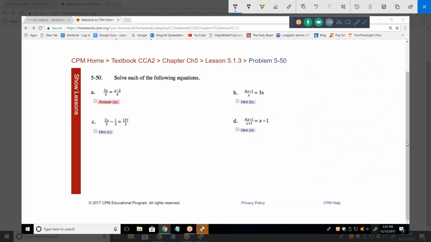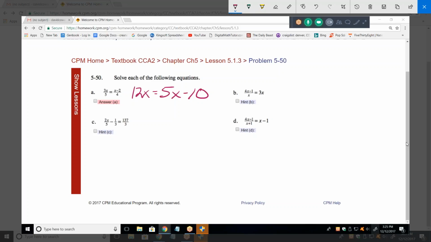But not yet. So cross multiply these. What do you get? 12x is equal to 5x minus 10. Simplify. Do you add 10? No, when you have an equation and you get to a point where you have variables on both sides and or numbers on both sides, then the next step is to get all the terms with variables on one side, the numbers on the other.